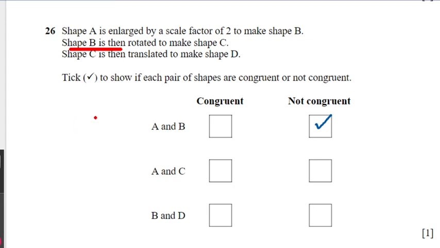Okay? Right? Next. Shape B is then rotated. When you just rotate your shape, the size won't change. The shape is also still there. It's just a different position. Okay, therefore this one is congruent, right?